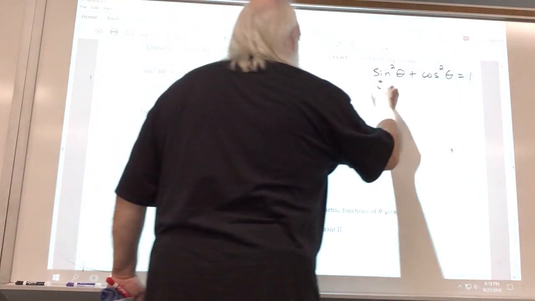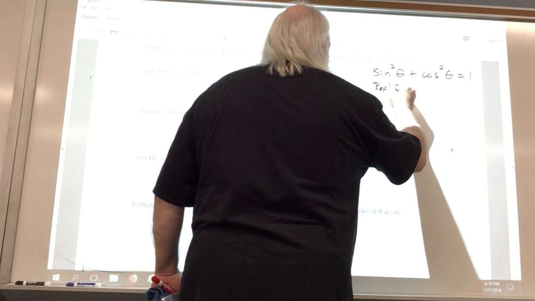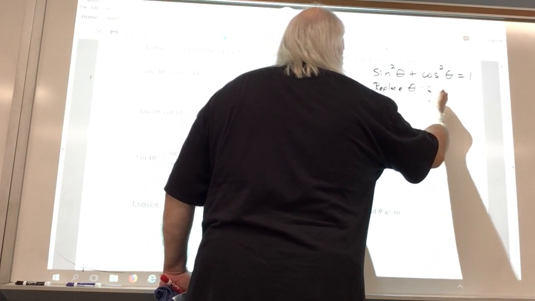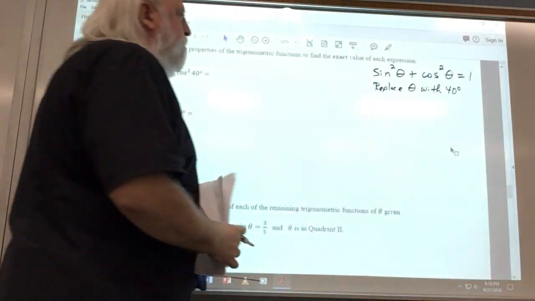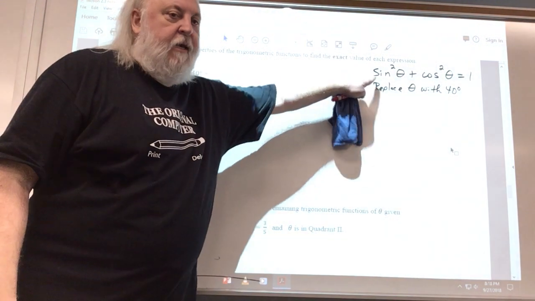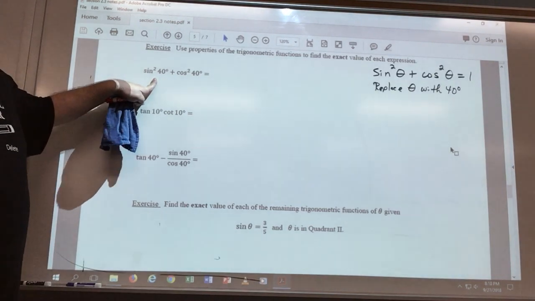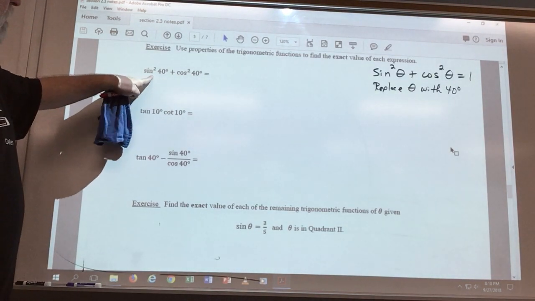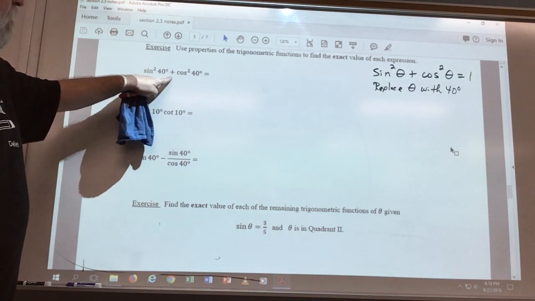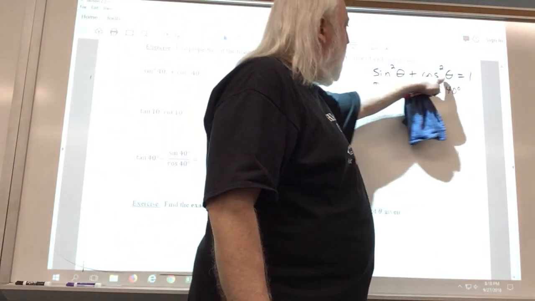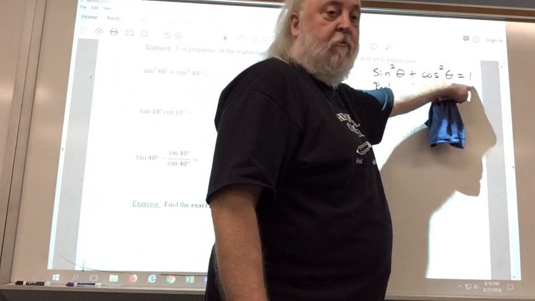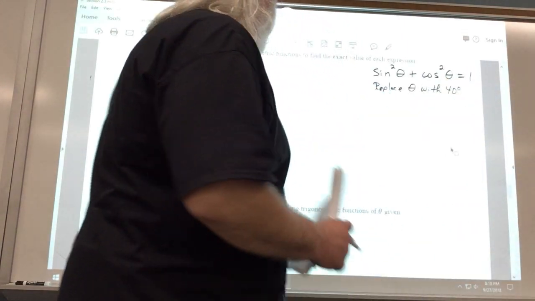Well, all we have to do is replace theta with 40 degrees in our identity, and we have the left hand side over here, right? Sine 40 degrees squared plus cosine 40 degrees squared. Well, if you put 40 degrees in for theta, what's that equal to? That's just equal to 1.